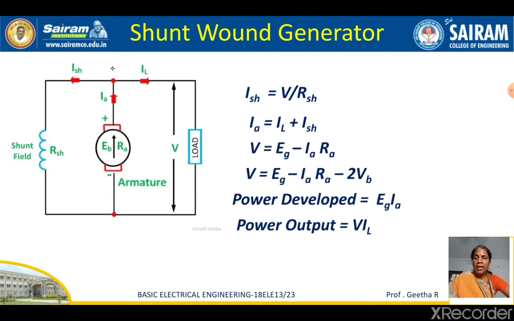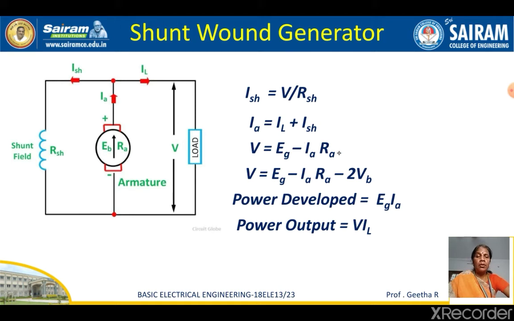Here when you apply KCL, the incoming current is equal to the outgoing current. Incoming to the node it is Ia, that is equal to the outgoing currents. Two currents are there, Ish and IL. So Ish plus IL is nothing but Ia. Then the terminal voltage V. So here the generated EMF is Eg, minus the drop across the armature resistance, that is Ia into Ra. So Eg minus Ia into Ra gives you the terminal voltage.